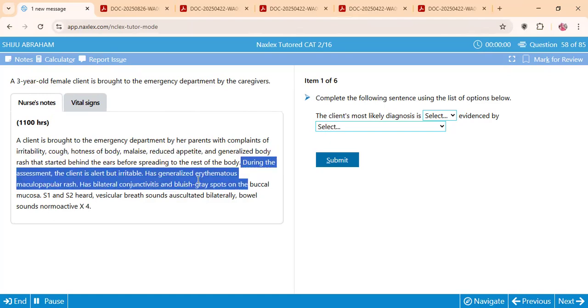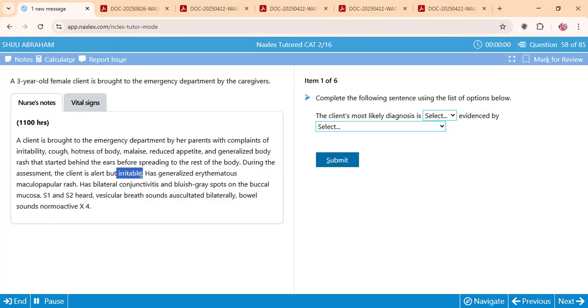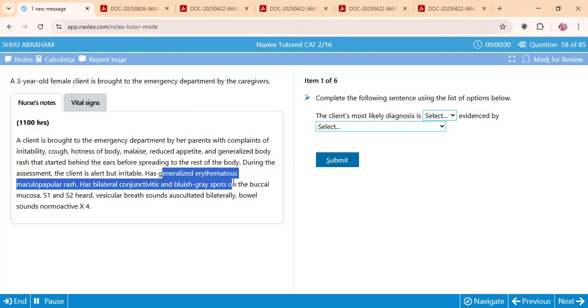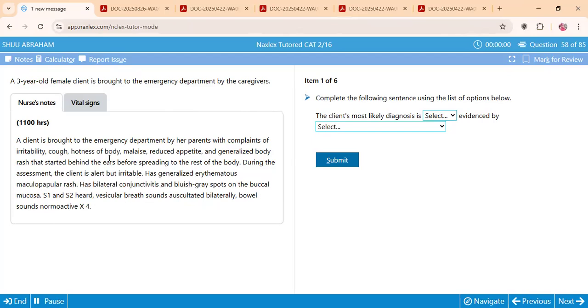During the assessment, the client is alert but irritable. Here we should notice irritable. The client has a generalized erythematous maculopapular rash, and also bilateral conjunctivitis and bluish gray spots on the buccal mucosa. While auscultating, the heart sounds are S1 and S2, vesicular breath sounds are auscultated bilaterally, and bowel sounds are normoactive in all four quadrants.